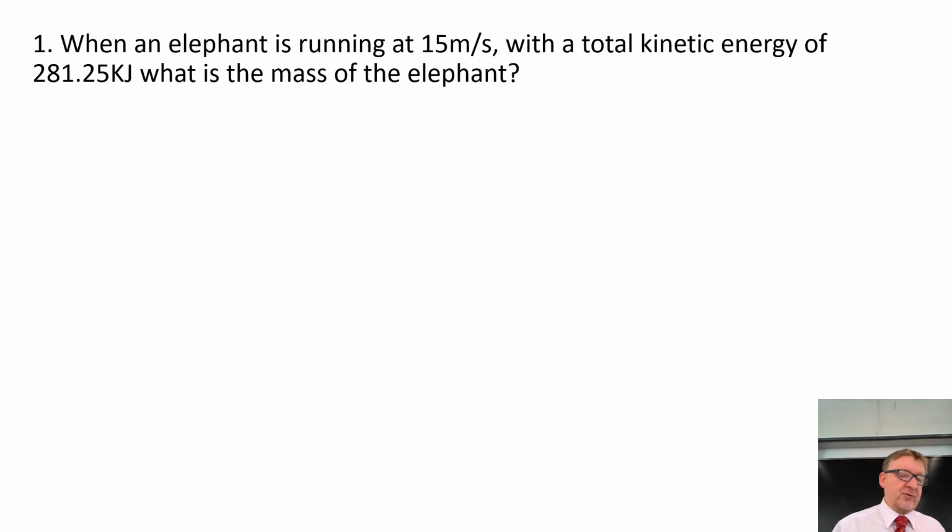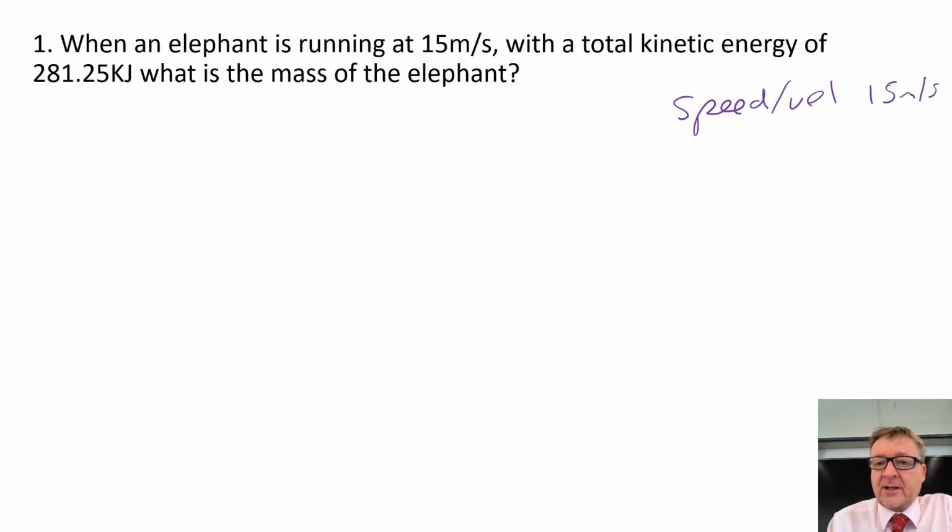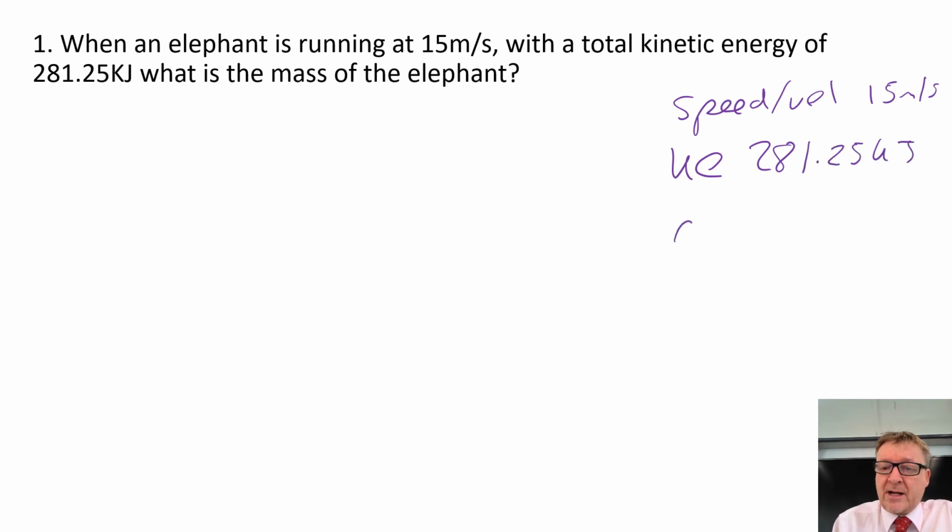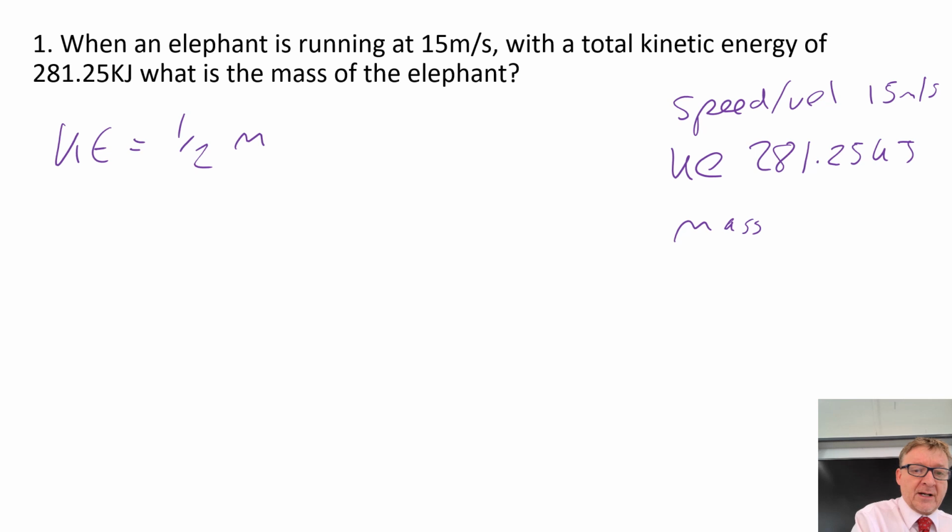When an elephant is running at 15 meters per second, so that sounds like a speed, velocity of 15 meters per second, with a kinetic energy of 281.25 kilojoules, what is the mass of the elephant? Right, so our formula is kinetic energy equals half the mass times the velocity squared. Right, units.